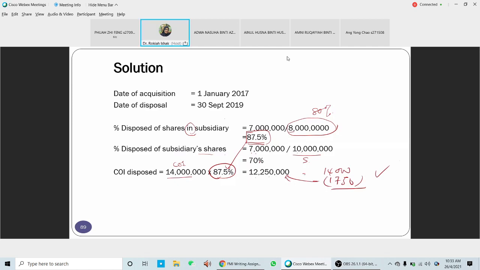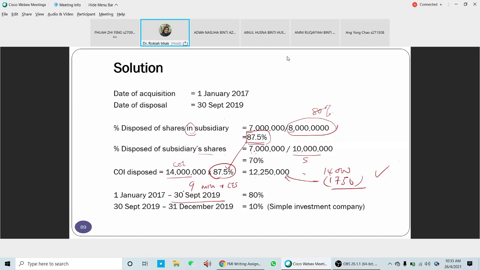Okay, so that is what you have. The disposal is from 1st of January until 30th of September 2019. So for 9 months, you have control, and during this time you need to prepare a consolidated financial statement. But after 30th of September, for the remaining 3 months, you only have 10%. So this 10% is considered a simple investment, less than 20%.